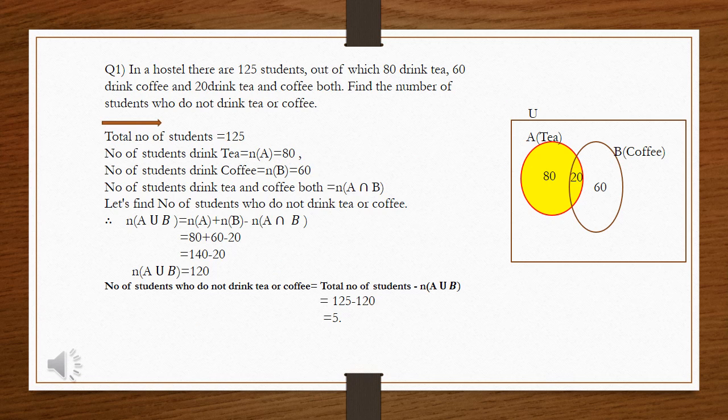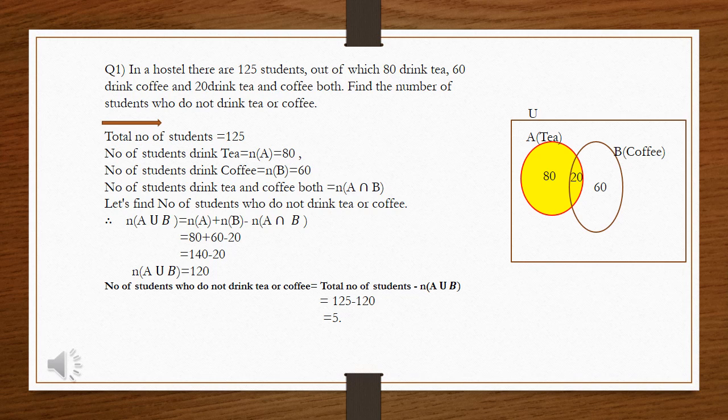In a hostel, there are 125 students, out of which 80 drink tea, 60 drink coffee and 20 drink tea and coffee both. Find the number of students who do not drink tea or coffee. First, to understand this problem, we have to draw a Venn diagram. So draw a rectangle representing the universal set U. It contains all the students, so the total number of students is 125.